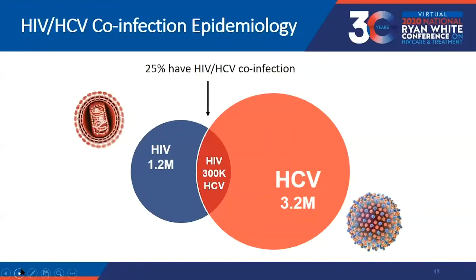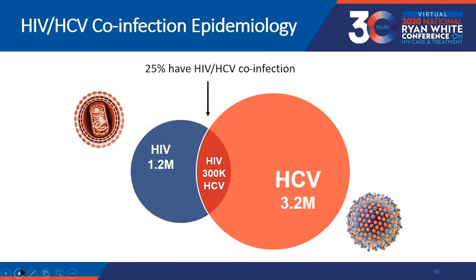As has already been discussed in terms of epidemiology, nationwide estimates or modeling have predicted that there are approximately 1.2 million people with HIV. Nationwide old estimates, again, cumulatively are 3.2 million with Hep C, and the intersection between the two would estimate about 300,000 with Hep C, so about 25% estimated to have HIV Hep C co-infection. Next slide.